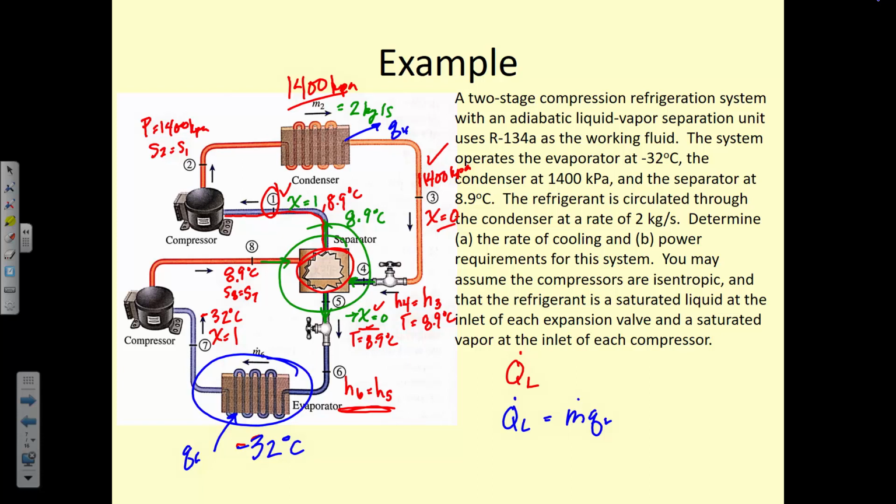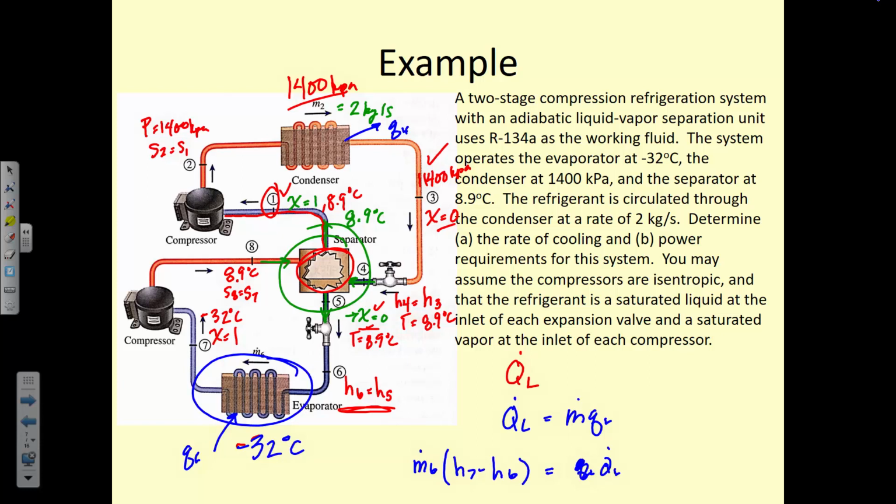Well, is M6 going to equal M2? M6 does not equal M2, so how do we find M6? Energy balance on the evaporator. Okay, so M6 times H out minus H in. So Q in is H7 minus H6 equal to QL. Does that help me find M6? Q dot L. Can I find M6 from that?